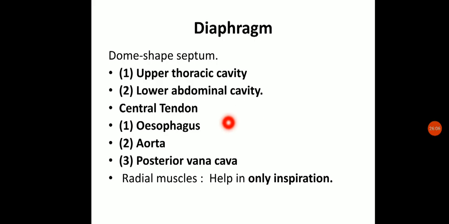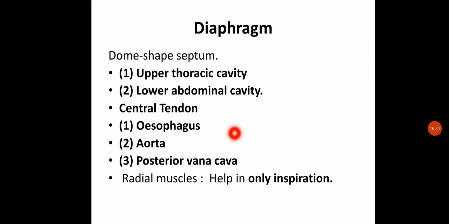These structures are the esophagus, the aorta, which is responsible for blood circulation, and the posterior vena cava. These are the main three structures which will be passing through the central tendon. And what is the central tendon? It's a central structure which is piercing this diaphragm.